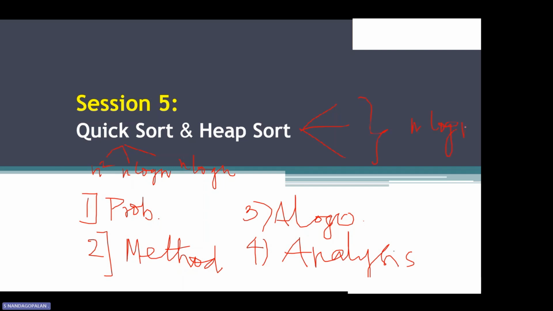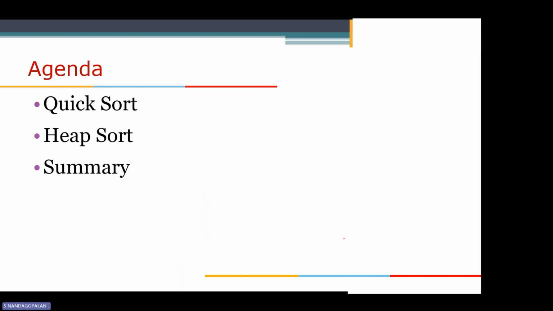So how do we prove this? Whenever I say log, it's obvious that it is base 2, don't forget that again. It's not base 10, always it's base 2. So we have to talk about the method, algorithm, and the analysis. So first let's start with quicksort.